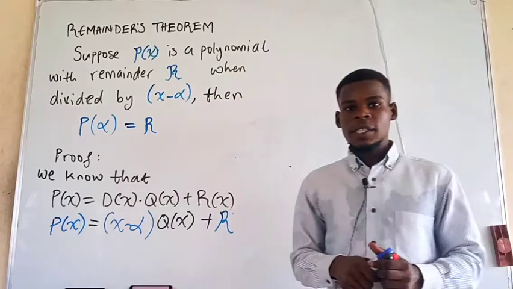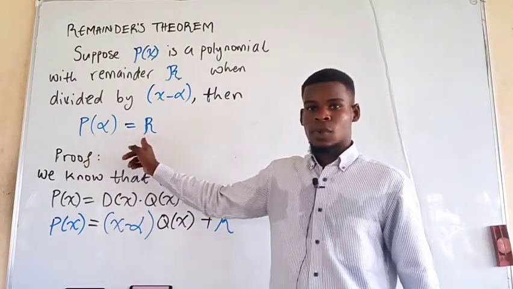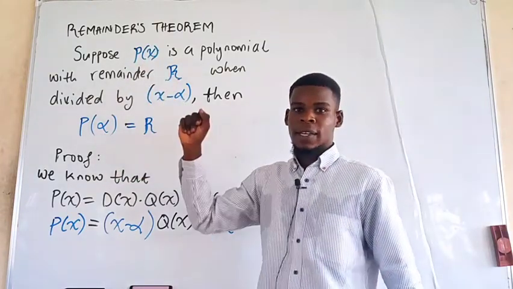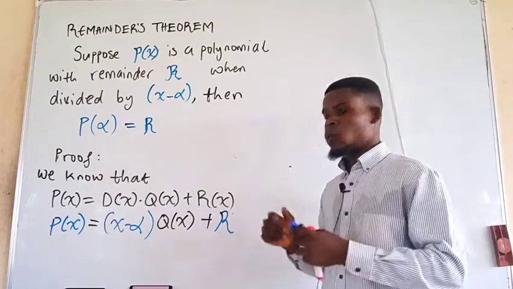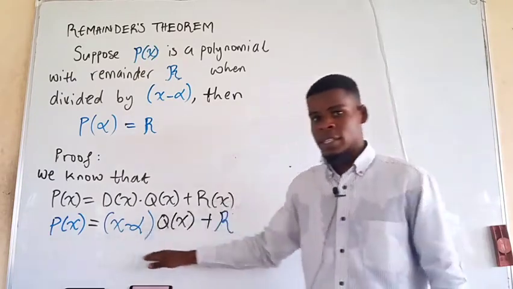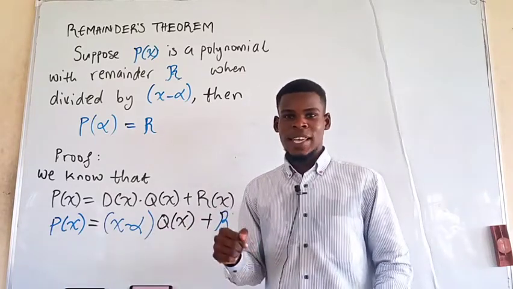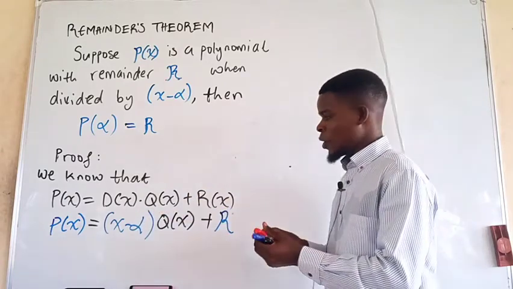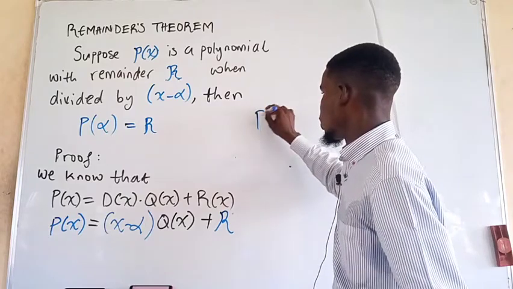Having seen all of this, we want to prove that p of alpha is equal to r. That is, in place of x, you just put alpha, and you are going to have r as the result. So let's just do it over here. Since we've gotten this, all we need to do is substitute alpha in place of x. This is very nice. This should just be the last step.